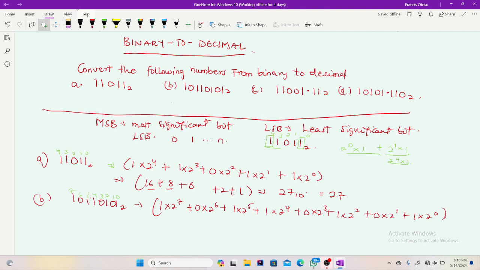So there is the expansion here. At this point, what's 2 to the power 7? 2 to the power 5 is 32, 2 to the power 6 is 64, and 2 to the power 7 will be 128, right? Then plus 2 to the power 4, which is 16. Plus this 0 times 2 to the power 3, which gives us 0. This one is also times 0, so it will also give us 0.